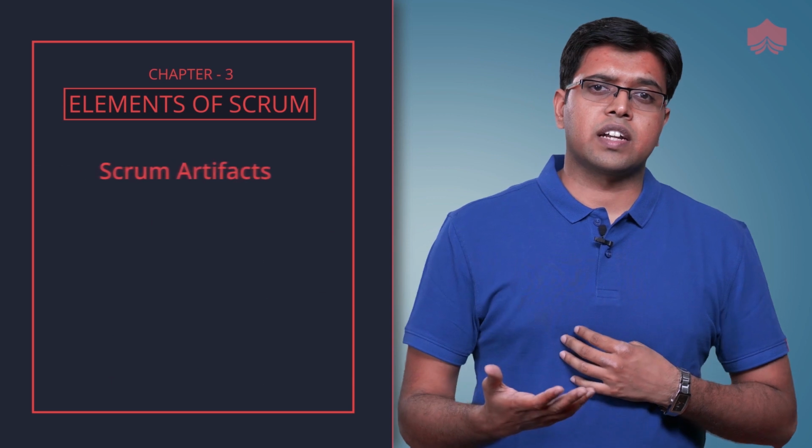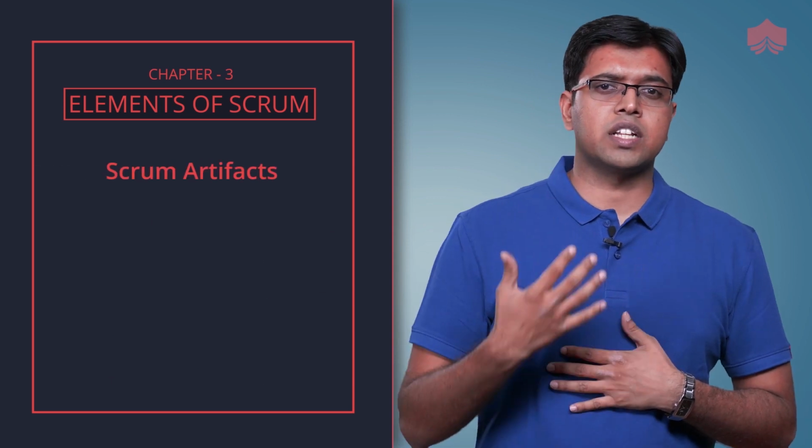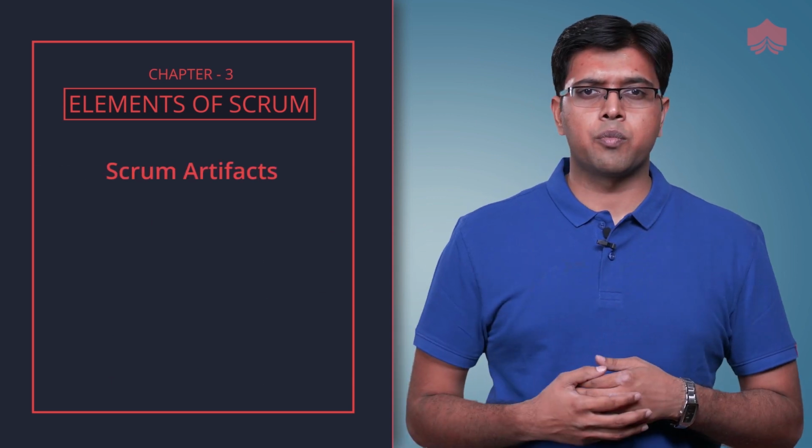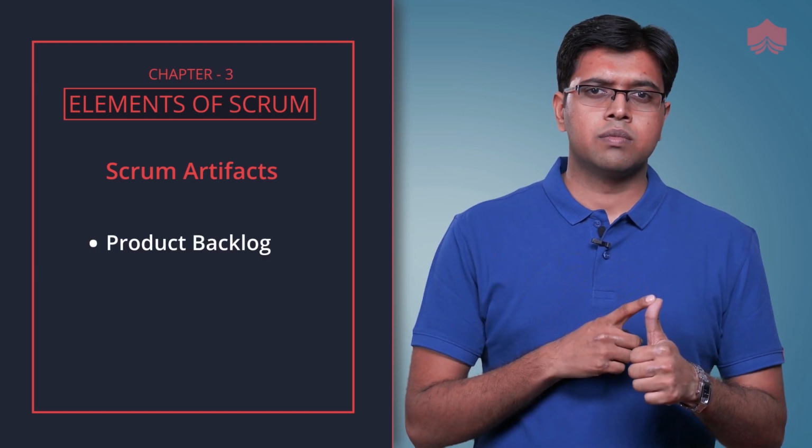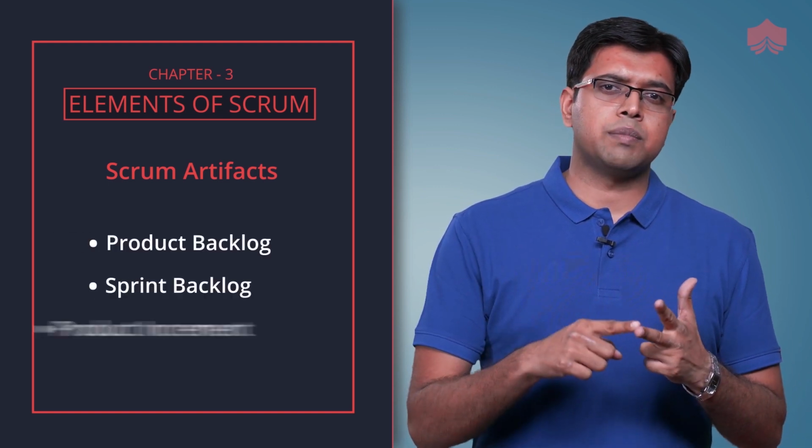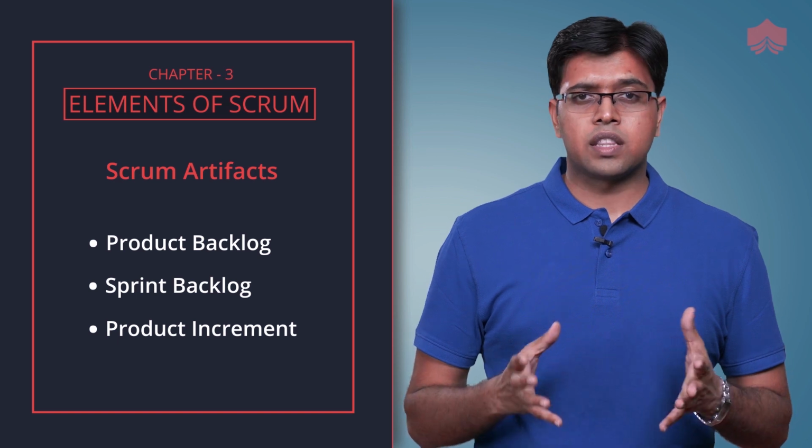And then there are the artifacts. There are 3 artifacts that provide transparency when it comes to the Scrum framework. You have the product backlog, the sprint backlog, and the product increment. Together, these become the elements of Scrum. Let's get into the details of these and see how the elements of Scrum bring all of the Scrum rules together, and that becomes the basis of your game.